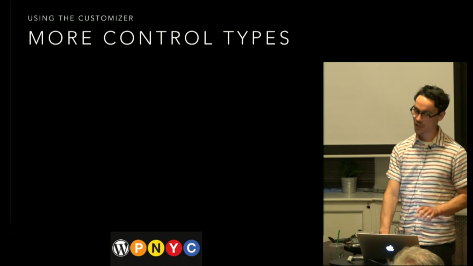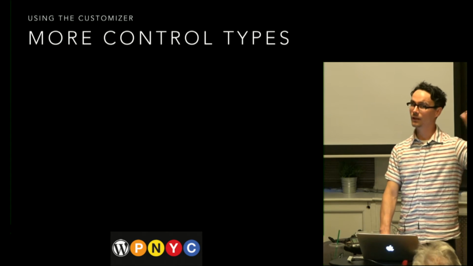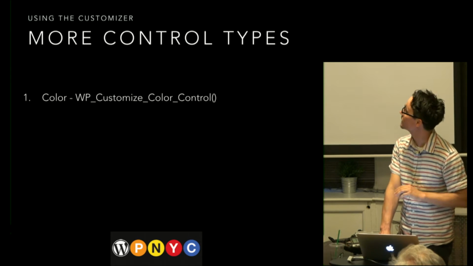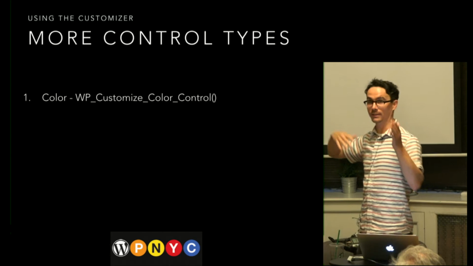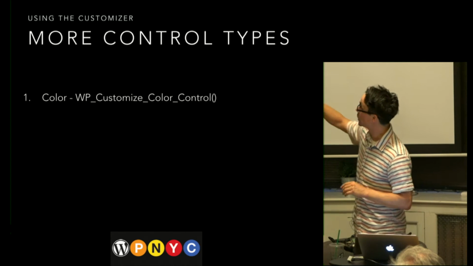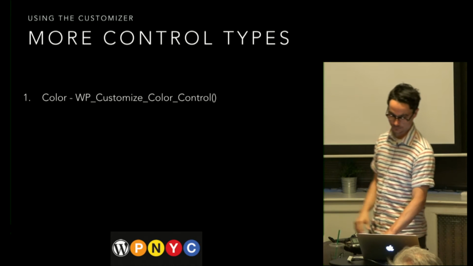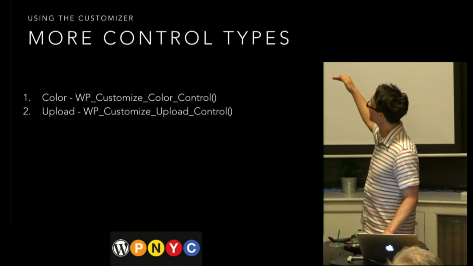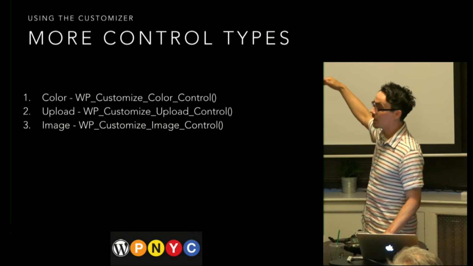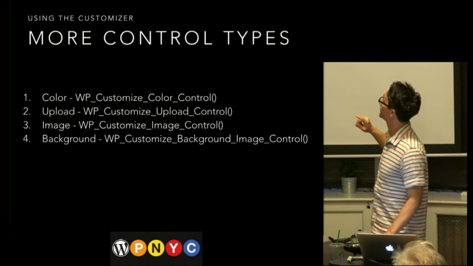The syntax changes just a little bit in comparison to the previous stuff, but for now, let's just keep it really simple. You can add a color wheel to the WordPress Customizer, and you have to interact with this class, WP Customize Color Control. You can add an upload field. You can add an image field that allows a user to select one image.